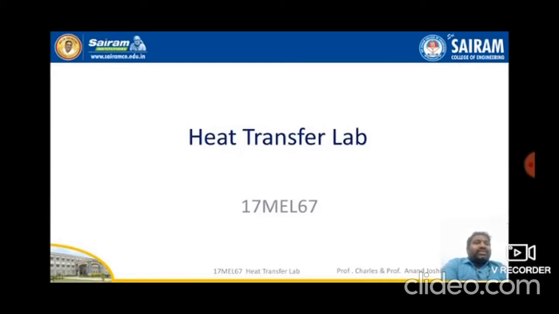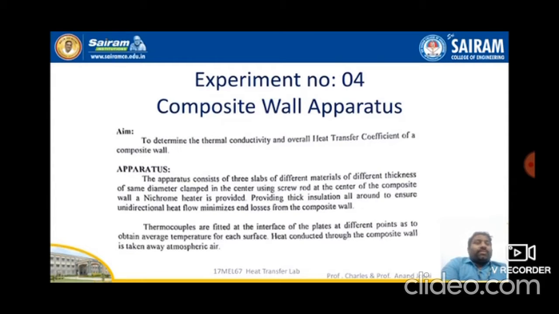Welcome to the heat transfer lab, and today we are going to discuss experiment number 4, that is the composite wall apparatus. Before that, understand what is meant by composite wall. A composite wall is a body in which more than two bodies are combined together. If that is the case, how does heat transfer take place?